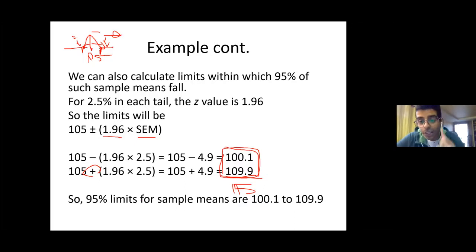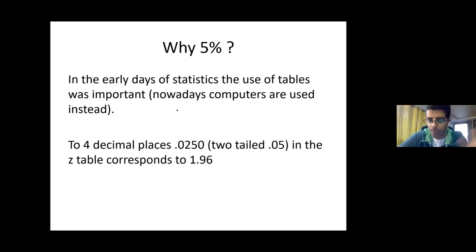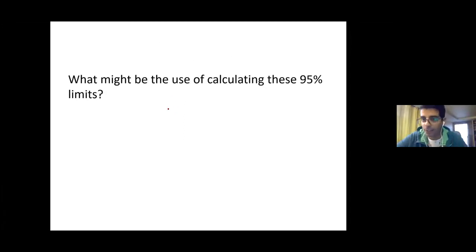If I give you 109.91, it's significant because it's beyond 109.9, right? So that's the importance of this. And he goes on to say what might be the use of it, and then he goes into why 5% and all that stuff. But that's the use of it.